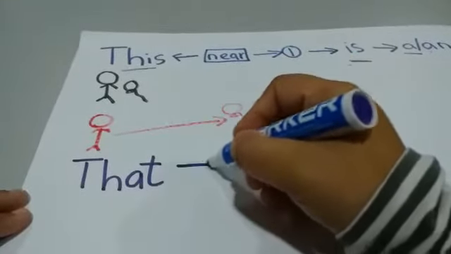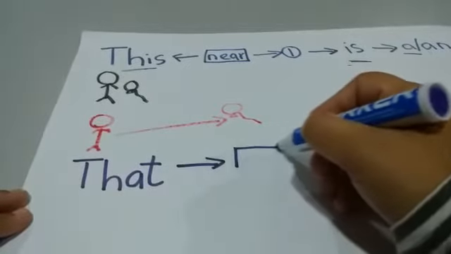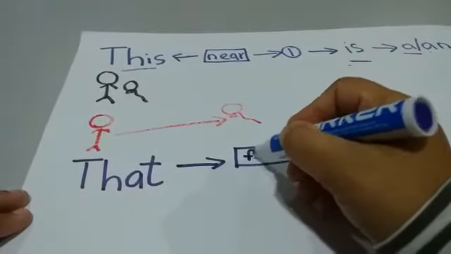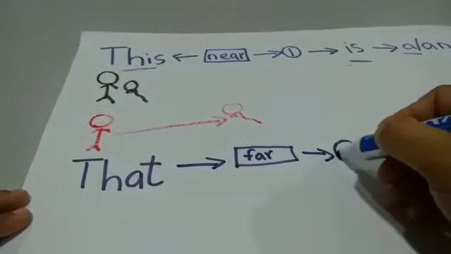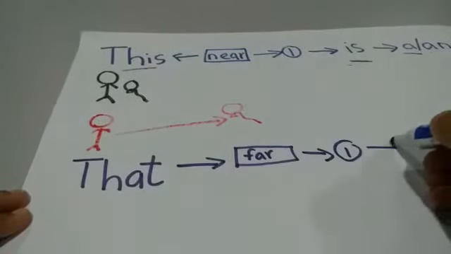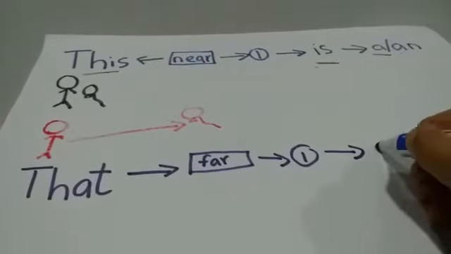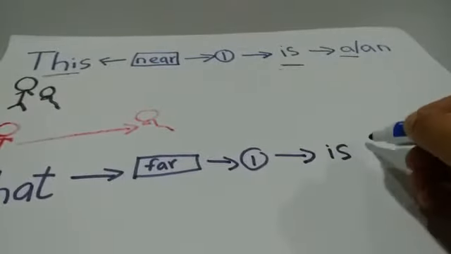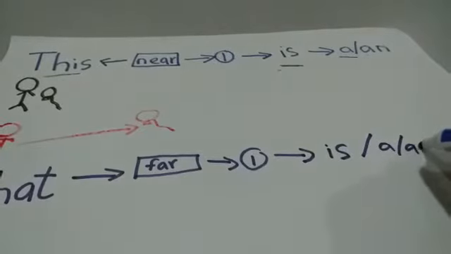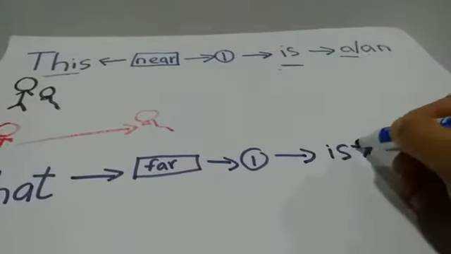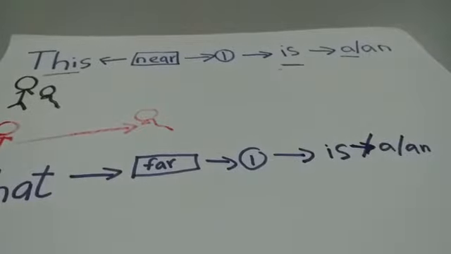Which is one object which is far away from you, and it has to be one, and you're going to use is, and also a or an. You have to use a or an.